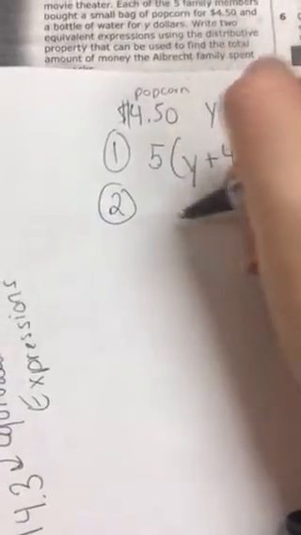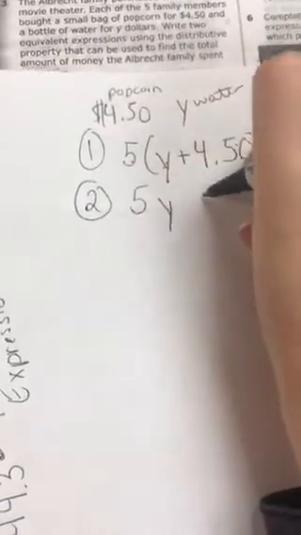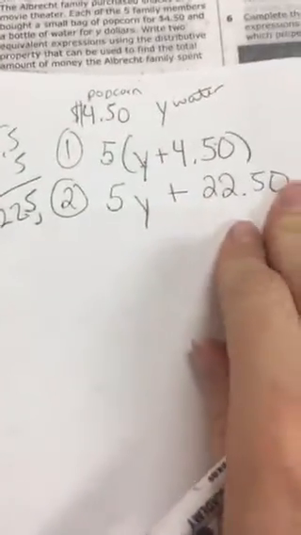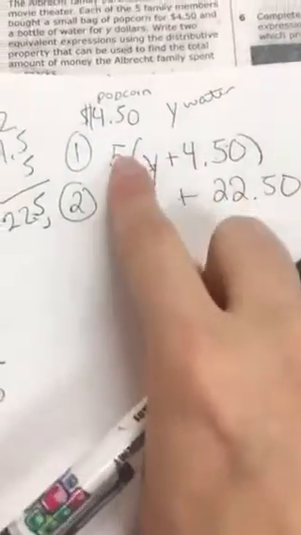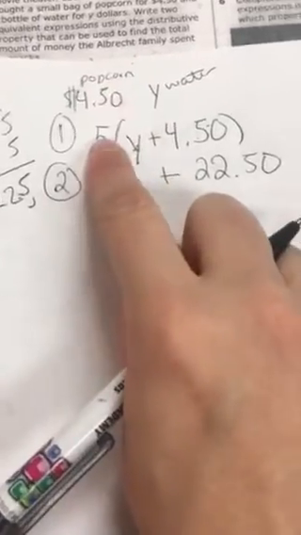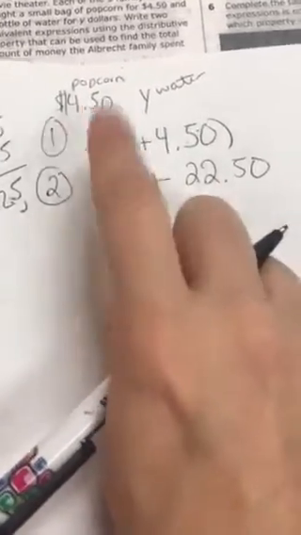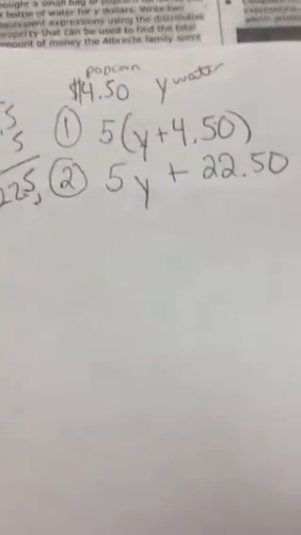Second expression, what we could also do is I could do 5 times y, which is 5y, plus 4.50 times 5, which is $22.50. I could also do it this way. Again, distributive property just means we multiply each number inside the parentheses by the number on the outside. Distributive is a multiplication property.